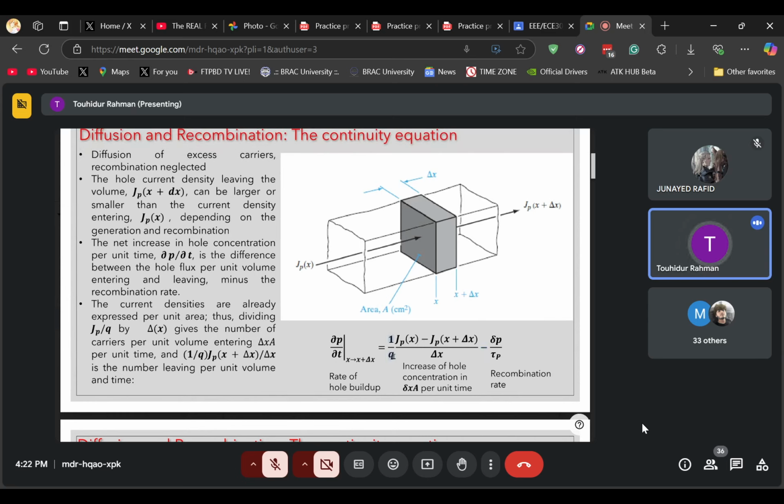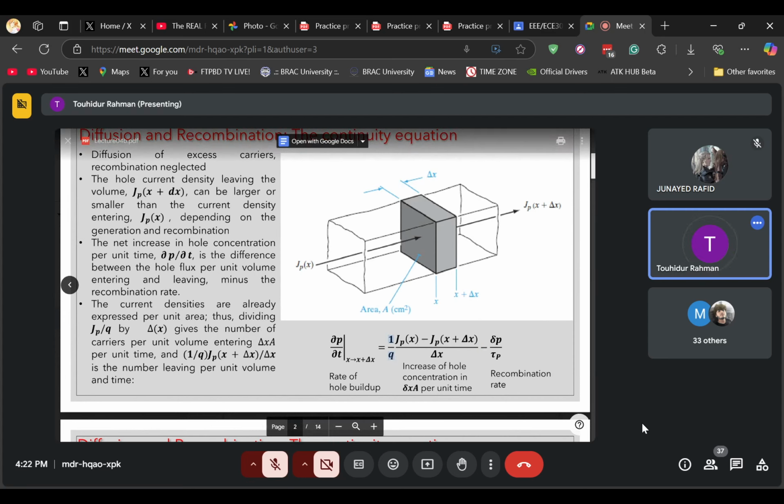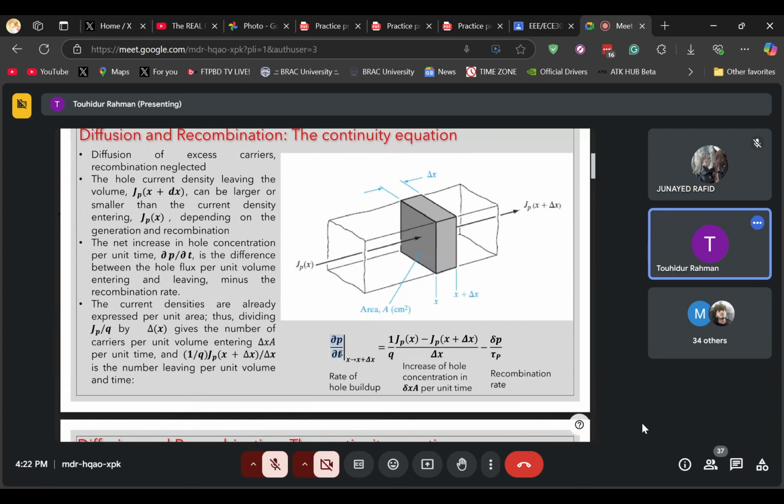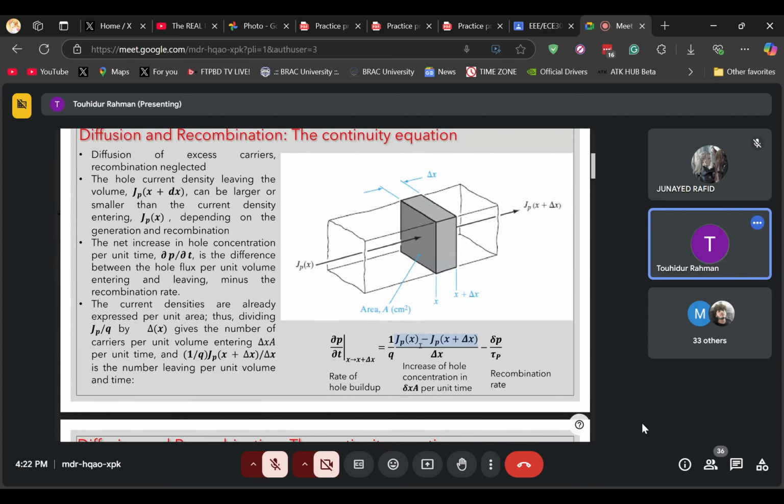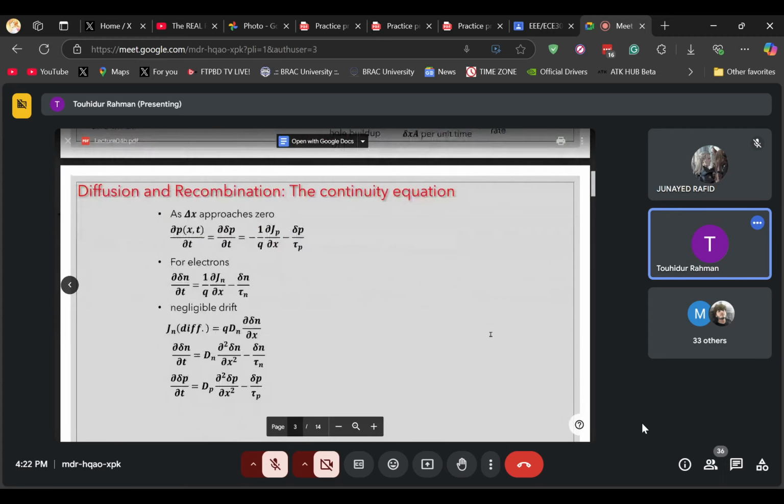And I have already explained why we should use q. Because on the left hand side the unit is particles per time, but the current equation is ampere per time. So in order to make it a particle count, we have to divide by q, because J is equal to nqv. That's a total charge. So in order to convert total charge to a total number of particles, we have to divide by q. And the rest of the items we already know.